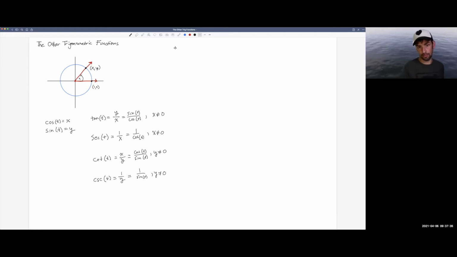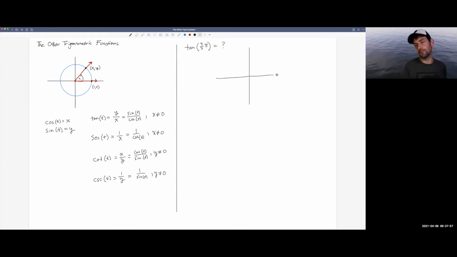Okay, let's go ahead and compute some of these. Let's start with, let's come over here. Let's do the tangent of 4/3 pi. Okay, so I'm going to start with a unit circle.